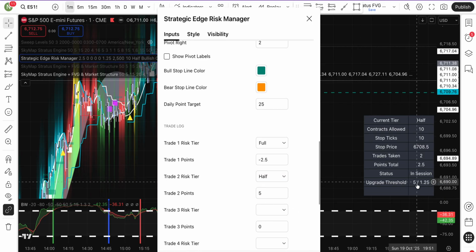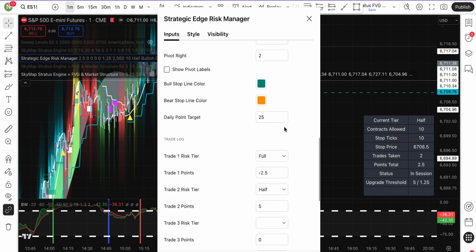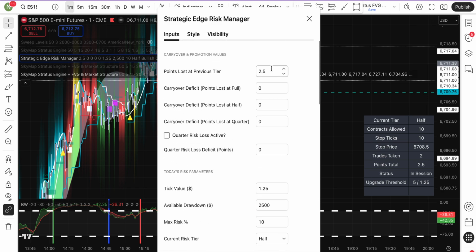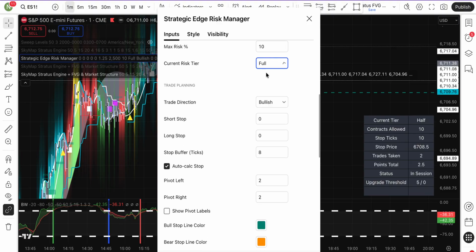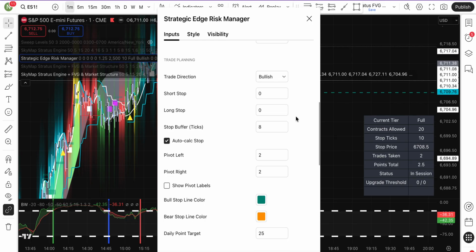Well, guess what? Over here, you'll see that your upgrade threshold has been hit. You only needed to make 1.25 points at half risk to get promoted back to full. So congrats. Points lost at previous tier, now 0. And we are restored to full risk, right? So now we've got 2 trades. That means there's 3 more trades in the clip, and we are net positive 2.5 points on the day, right?